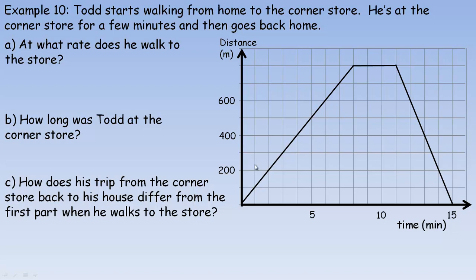So this would represent him being at home, and so along here is where he's walking to the store. So the rate that he walks to the store would really be the rate of change of this part of the graph, or the slope of this part of the graph. So rate in this case would be distance divided by time.